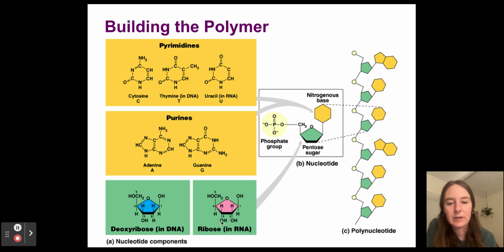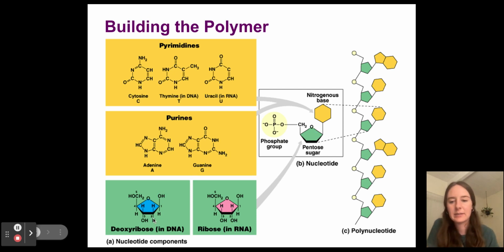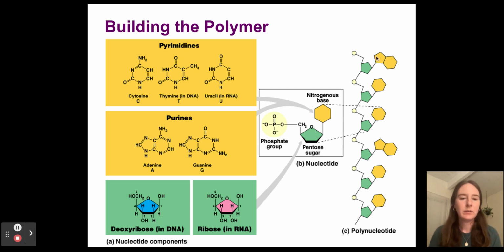So you'll see a ribose sugar. That's why it's called ribonucleic acid. This is a sugar that's placed here in RNA, and then in DNA, it's called deoxyribonucleic acid because it has one less oxygen. So when you're building up a DNA molecule, you'll have deoxyribose in that sugar spot. So all of these in DNA will be deoxyribose. Whereas if you're building RNA, all of these sugars would just be called ribose.